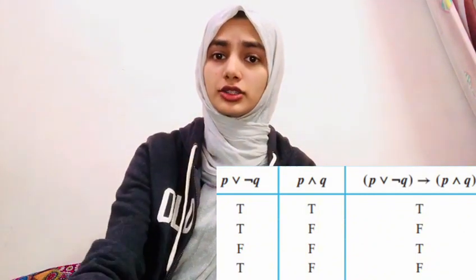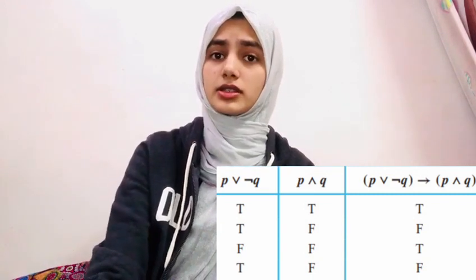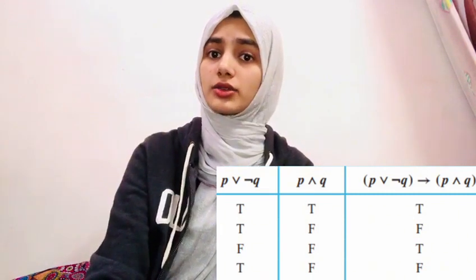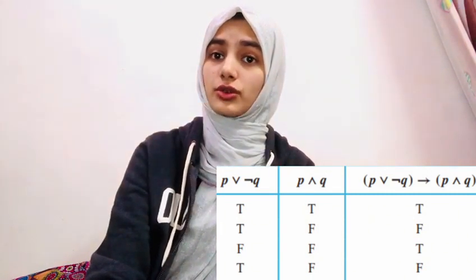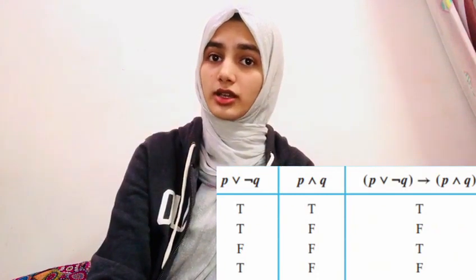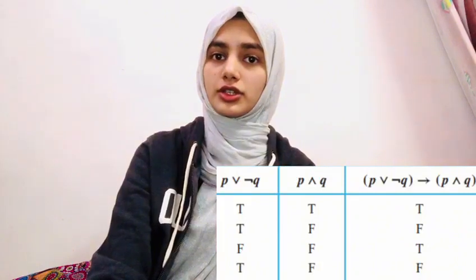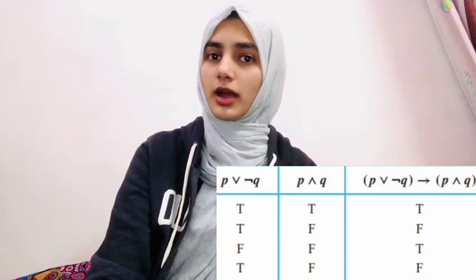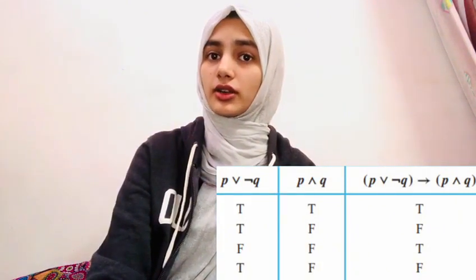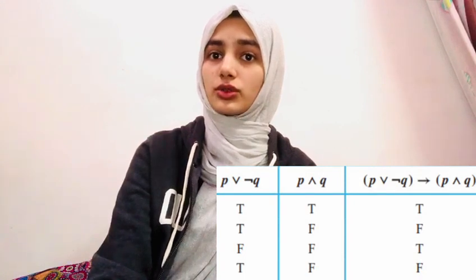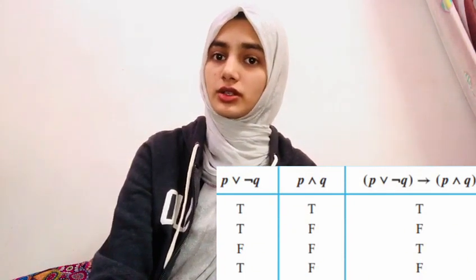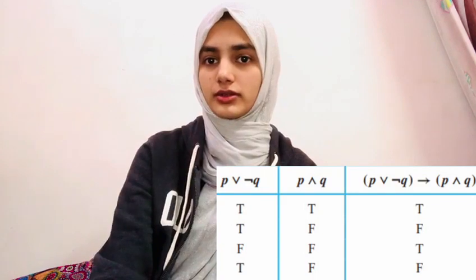In the third condition, our hypothesis is false and our conclusion is also false, so the answer will be true because there is no hypothesis, so no conclusion. And in the fourth condition, there is hypothesis true and the conclusion is false, the answer will be false because you did hypothesis but you got no result.